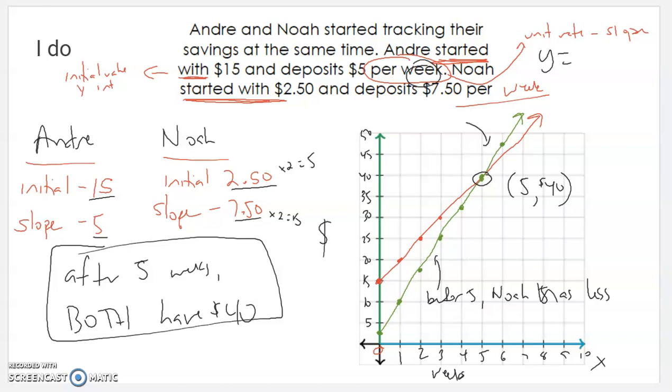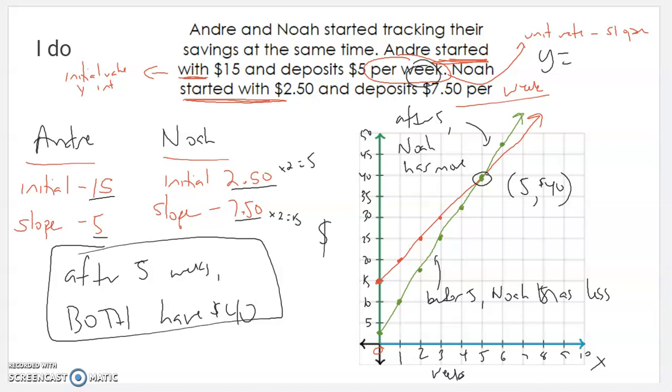After 5 weeks, now Noah's line passes Andre's line. So after 5 weeks, Noah has more. So that's what I can read from a system of equations graph. When you have a real situation, that's kind of what you know.